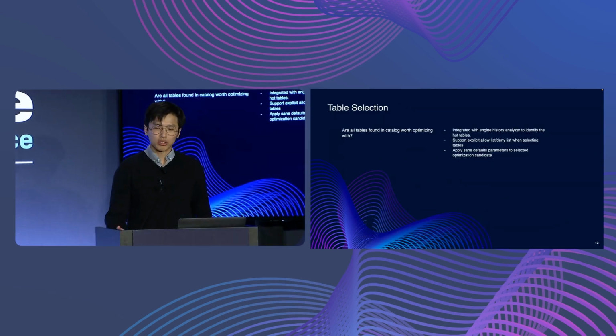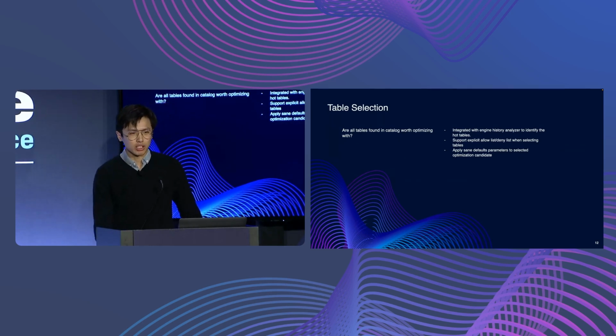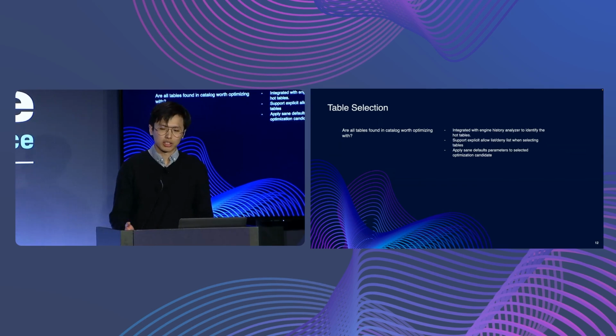So one of the questions we ask ourselves is, as we have more and more tables, are all of the tables we find in the Iceberg catalog worth optimizing? Optimizing helps with queries and provides users with a consistent and robust experience, but at the cost of limited compute resources. So the answer to this question is kind of dependent on business needs, but what we figured worked best for us in the past is judging based on historical usage.